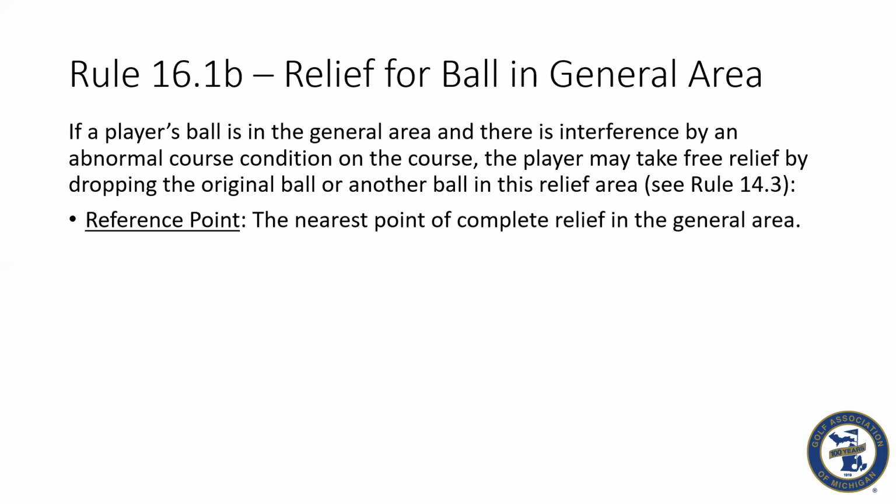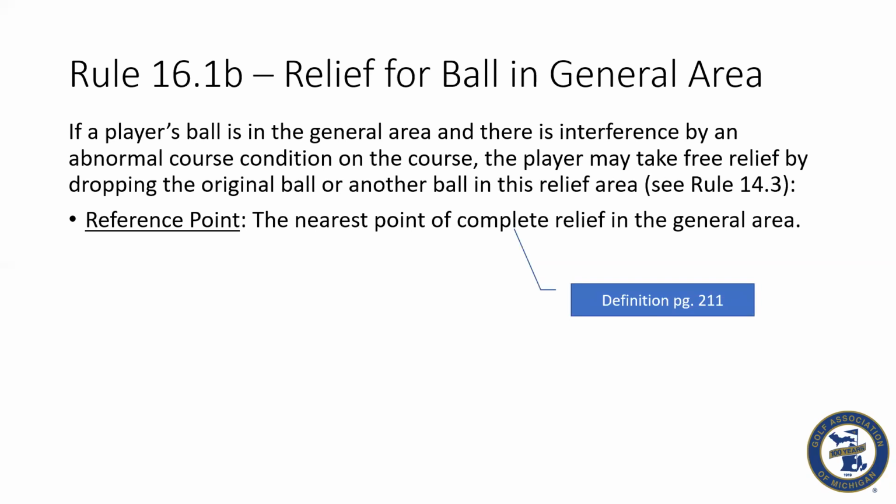So our reference point is going to be the nearest point of complete relief, which the definition for that is on 211 in your book. Okay, and then it's the estimated point where the ball would lie that is nearest to the ball's original spot, but not nearer the hole, in the required area of the course. So we're talking about the general area in this case, where the condition does not interfere with the stroke that the player would have made from the original spot if the condition were not there.